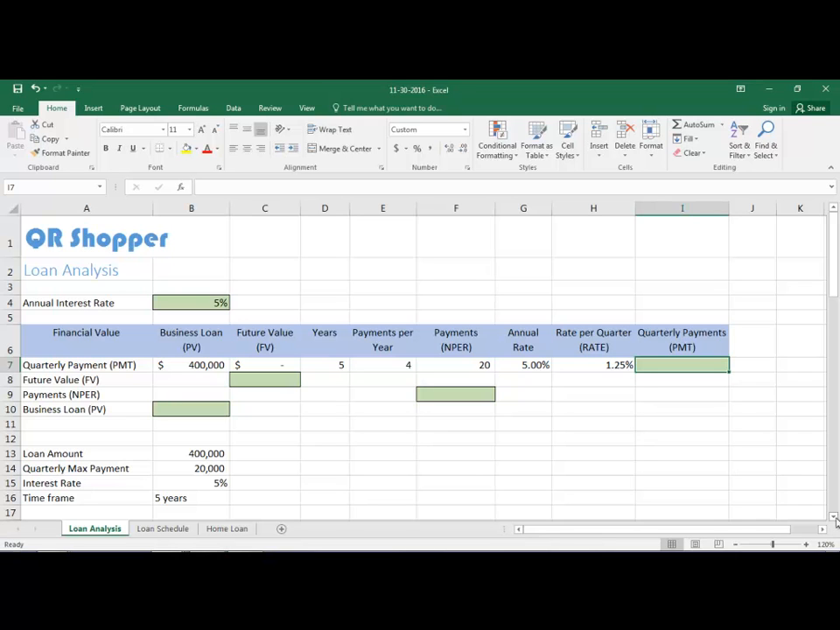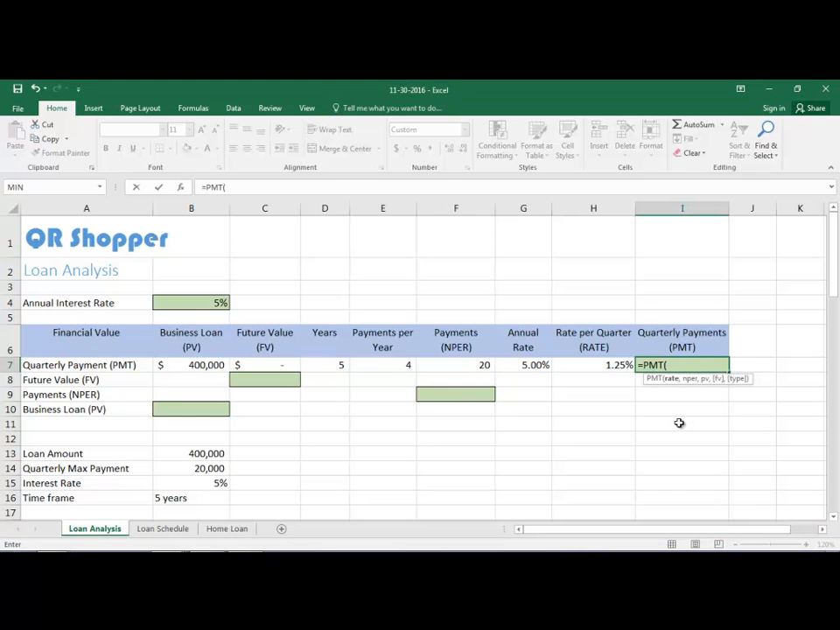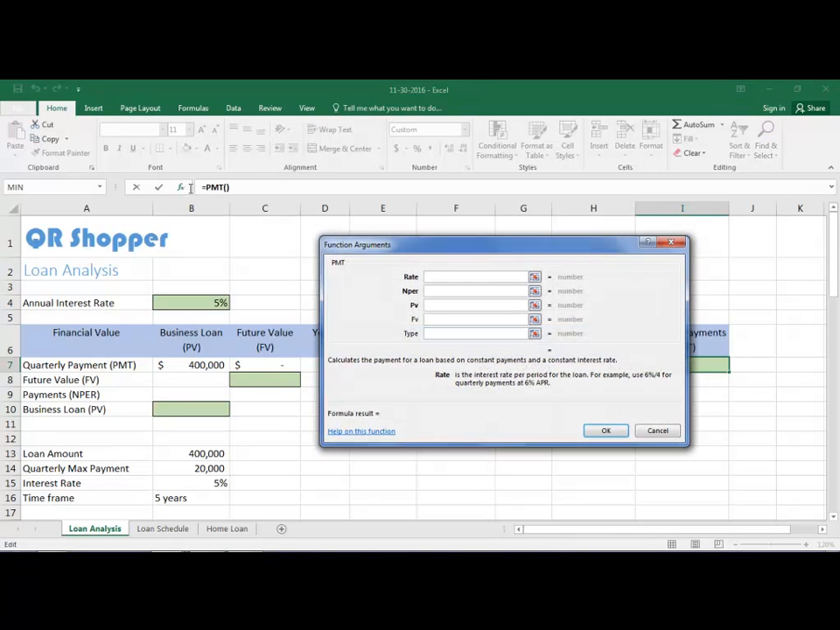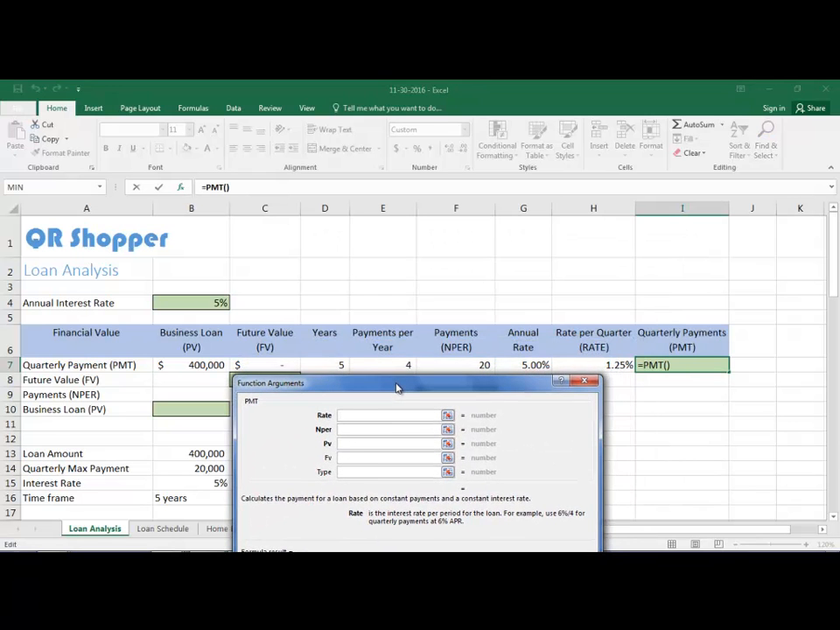Now to figure out the payment, we're going to use the formula PMT. So you can see in here I start with PMT, and it brings that formula right up here. And I hit tab. Now I'm going to ask you to do something different with this one. I'm going to ask you to use the arguments helper. So right here with this insert function, if I click on that, you can see it brings up all the function arguments.